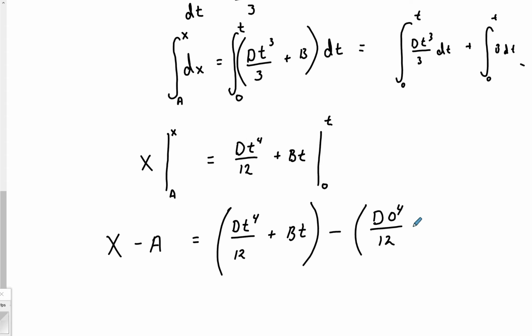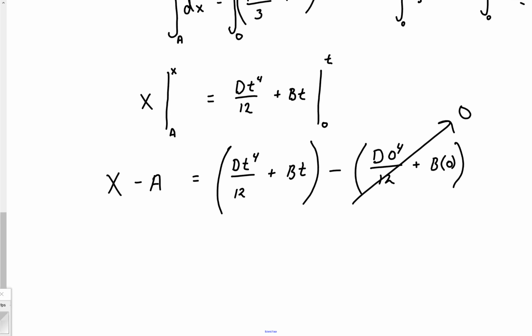Yes, I know it's 0. I just can't help myself. And then what else have we got? b times 0. So all this comes out to 0, but again, I just can't help myself.